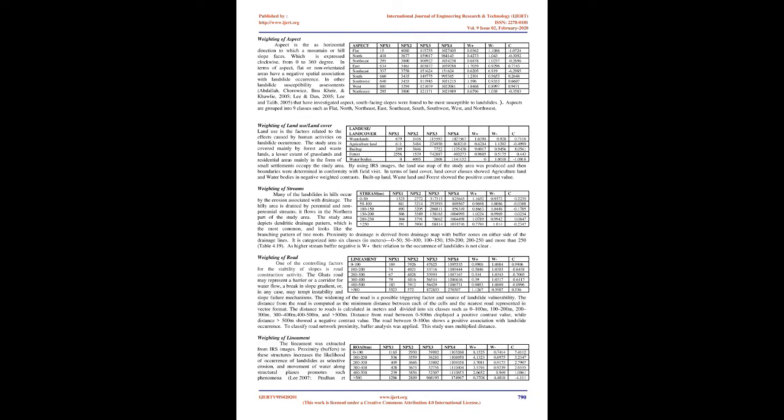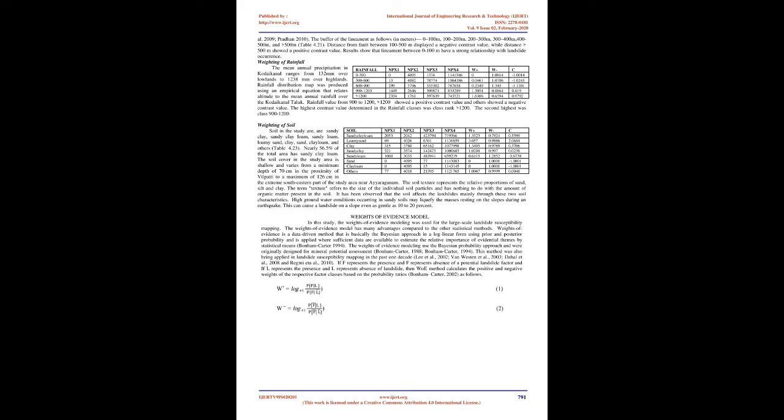Weighting of land use and land cover. Land use is the factor related to the effects caused by human activities on landslide occurrence. The study area is covered mainly by forest and wastelands, with grasslands to a lesser extent, and residential areas mainly in the form of small settlements. Using IRS images, the land use map of the study area was produced and then boundaries were determined in conformity with the field visit. Among the land cover classes, agriculture land and water bodies showed negative weighted contrasts. Built-up land, wasteland, and forest showed positive contrast values.